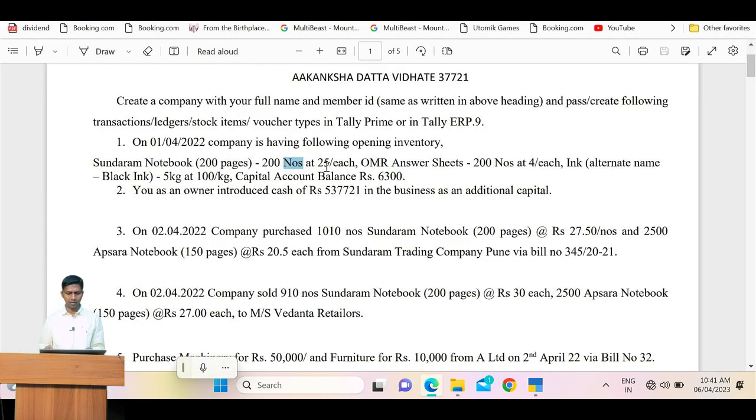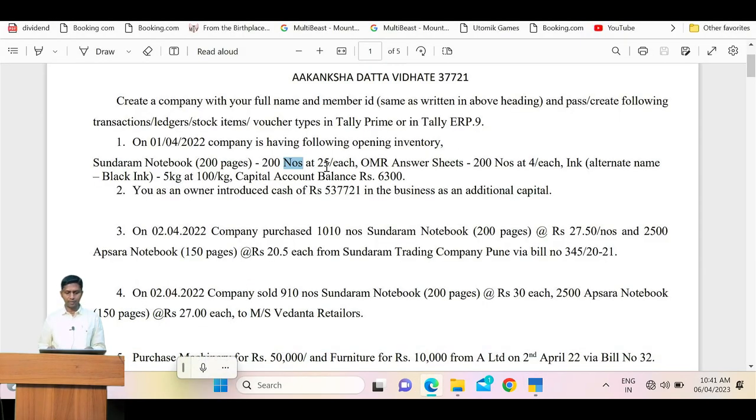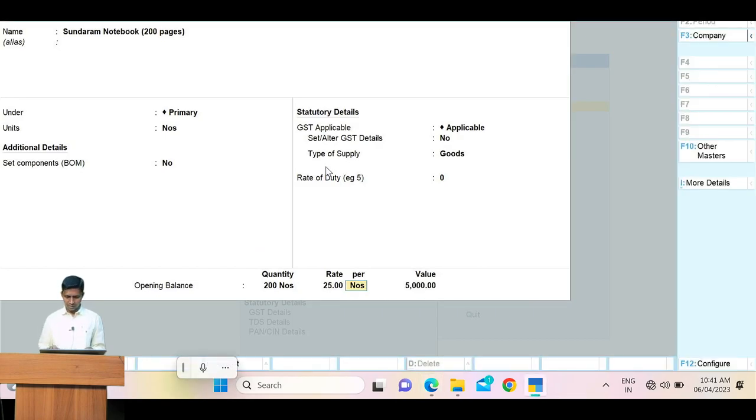And then here, how many books? 200. Let's say here 200, rate 25, and then the value you will get automatically. Simple.